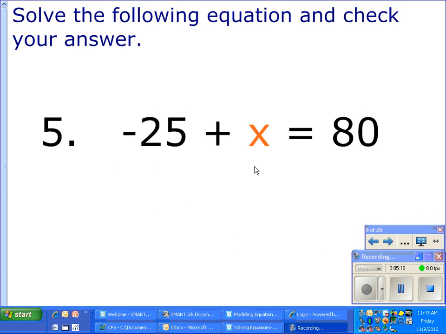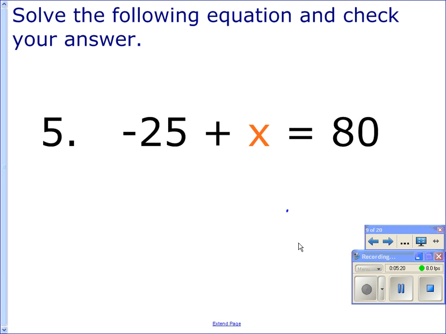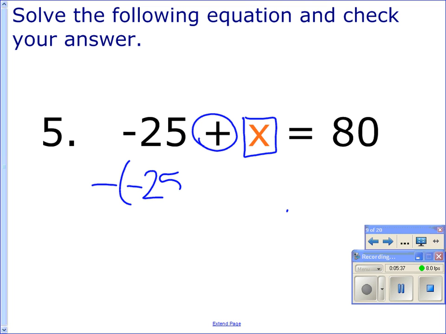Okay. So now we have negative 25 plus x equals 80. Okay. So it's going to be the same process. Box your variable. Circle your operation. We see addition, so we're going to subtract. Okay. We're going to subtract negative 25 on both sides.